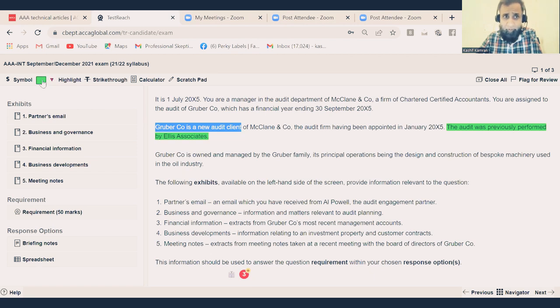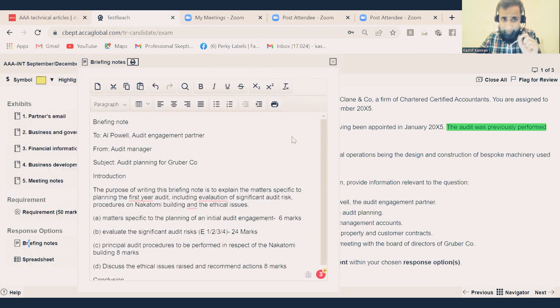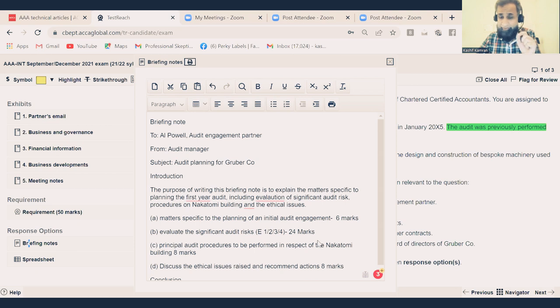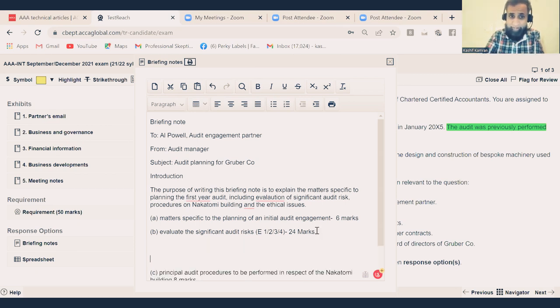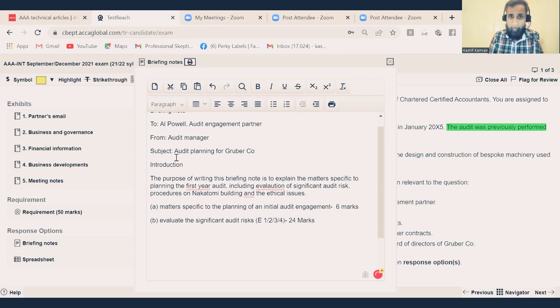So if Grubber is a new audit client, is it important? Is it important to put it somewhere in my briefing note? Yes. Evaluate the significant audit risk. Grubber is a new audit client. And I believe if Grubber is a new audit client, that should be my audit risk. So I'm getting some information about audit risk, that it's a new audit client and there could be a detection risk. I will later develop the answer. But I got some information which I should copy paste in the relevant heading. So the relevant heading was B.